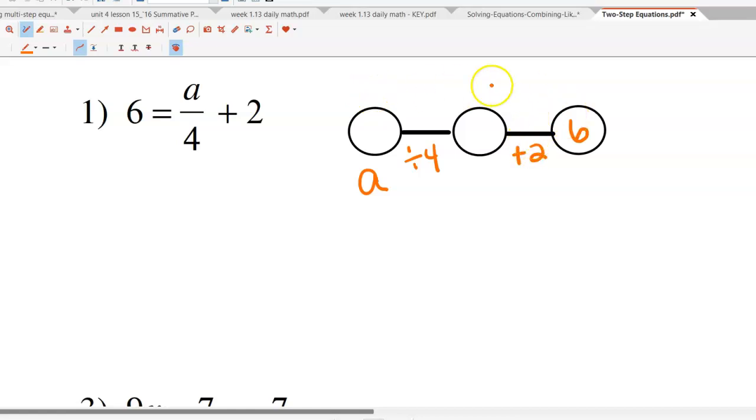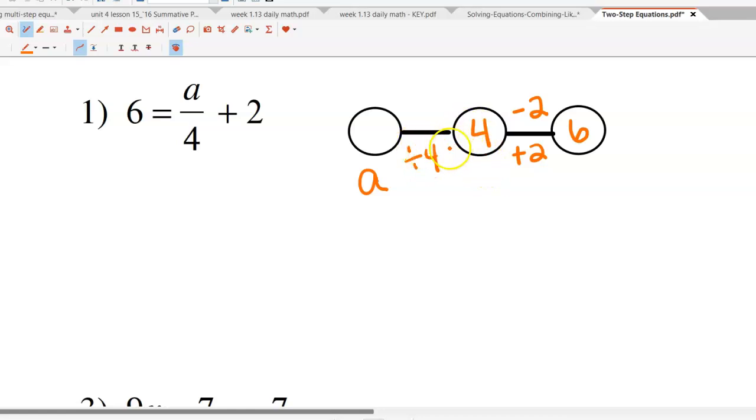Working backwards, I see the first thing that we do is add 2 to get to 6. So now we're going to do the inverse. The inverse of positive 2 is negative 2. So we're going to subtract these. 6 minus 2 is 4. We're going to put that in the little bubble here.